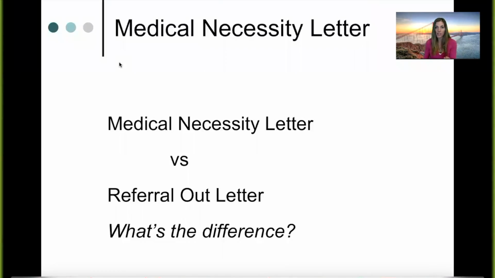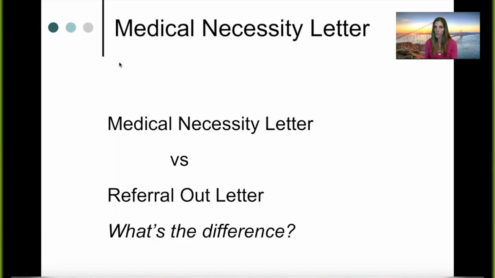With the medical necessity letter, you have identified something that this patient needs and you're asking for it. In a referral out letter, you're referring that patient over to somebody else's care. You're saying, hey, either temporarily or permanently, the patient is now under your care. That's kind of how I see the difference.